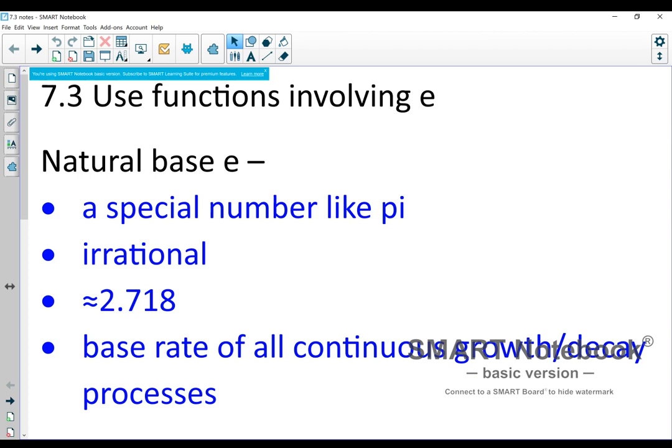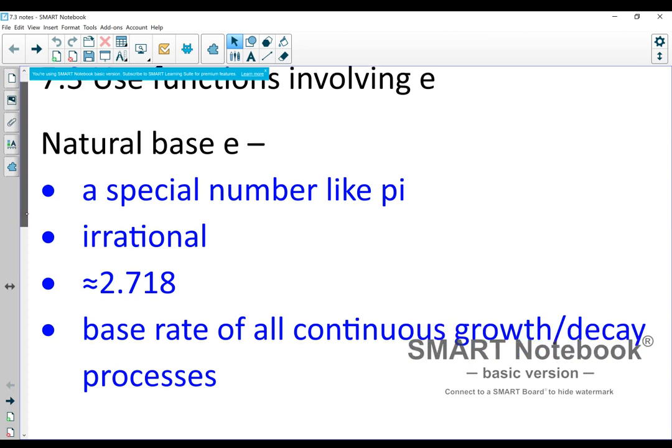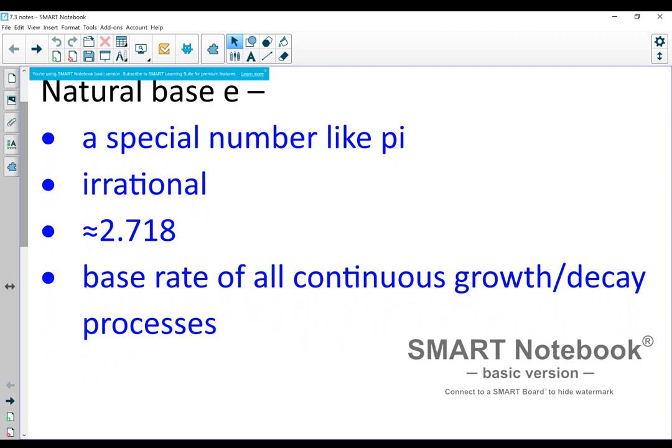So when we look at the natural base e, or the number e, it is a special number like pi. So pi is an irrational number as well. Pi we know is 3.14, but it goes on forever. We cannot write it as a fraction. Same thing with e. So e to 3 decimal places would be 2.718.